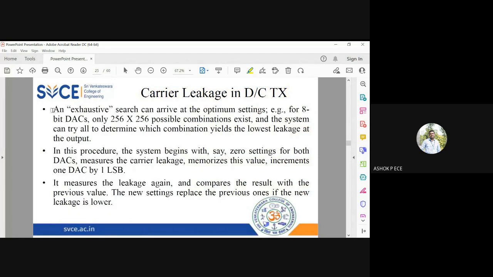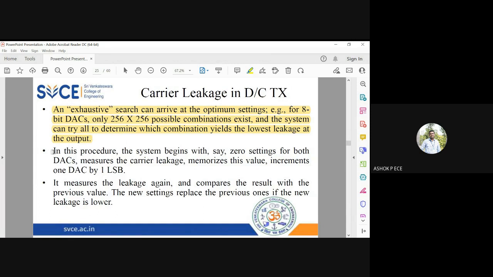So you use an 8-bit DAC. For an 8-bit DAC, 256 combinations are possible. So totally, you can have 256 for I and 256 for Q. The product of these two sets of combinations is possible, and the system will try all possible outputs to ensure that the carrier leakage is completely minimum.